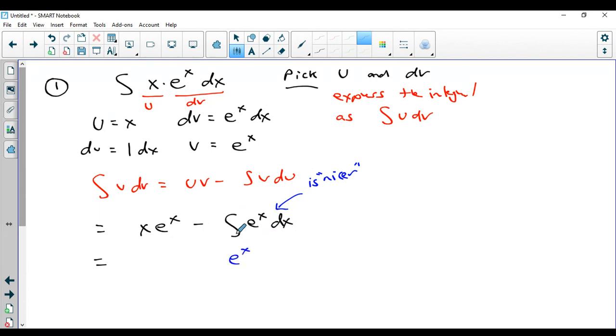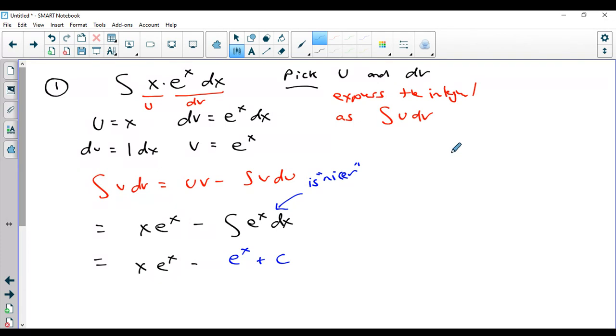And now since it's an indefinite integral, I just put in that constant of integration there, and I end up getting x e to the x minus e to the x plus c. So there is my answer. This is a family of functions differing by a constant, such that if I was to take the derivative of this, I would get something that simplifies to x e to the x. That is integration by parts.